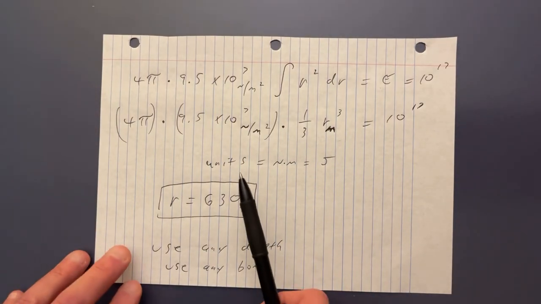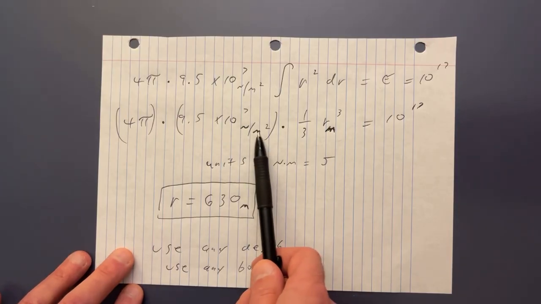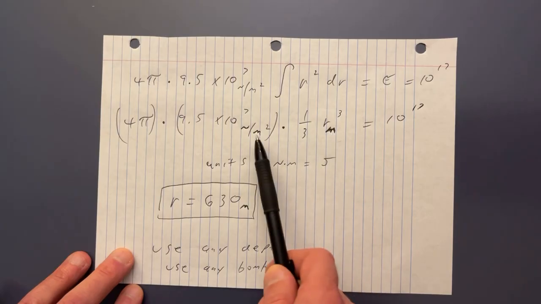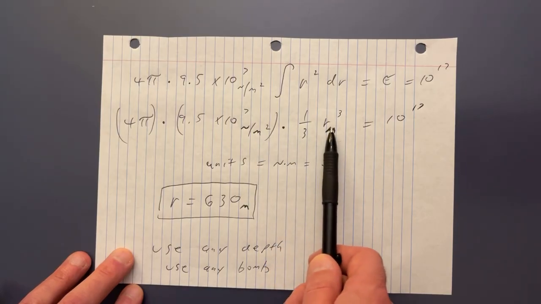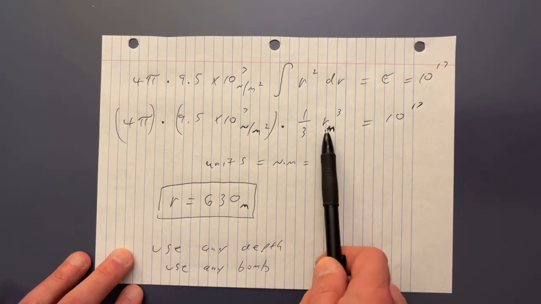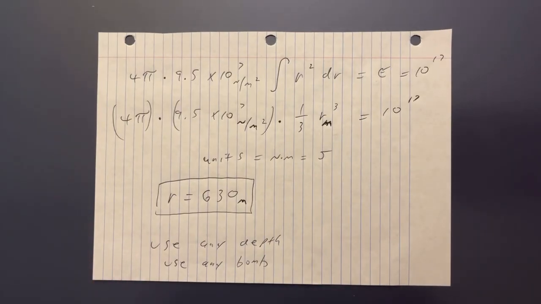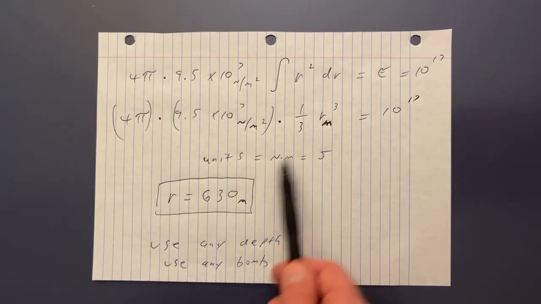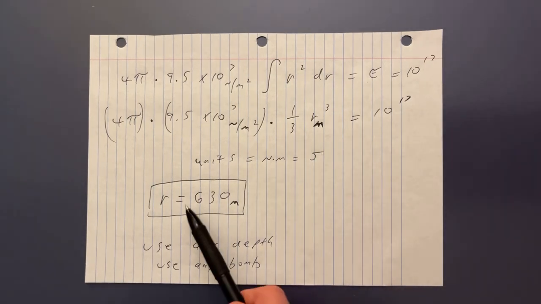Now let's look and see what happens to our units right here. We have a meter squared in the denominator and a meter cubed in the numerator. So that meter squared will cancel. We're left with meter up here. Now we've got Newton meters, which is a measure of joules. I just wrote that here. Units go to equal Newton meters, which equals a joule. Go ahead and just solve for your r. We end up with 630 meters for the radius.